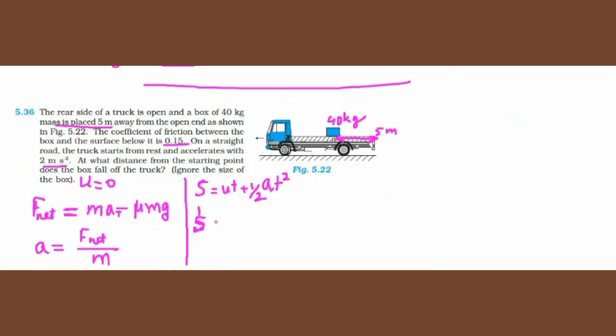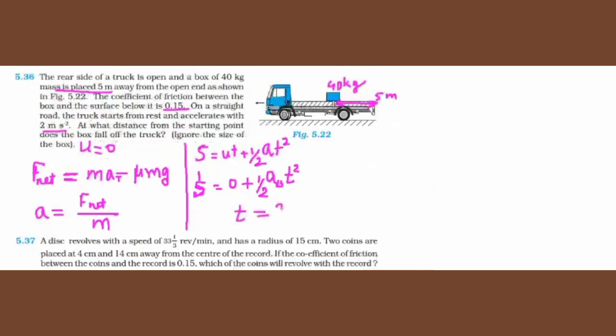U is 0 plus half into the acceleration of the block, which you have to substitute, and t square. Using this formula, find the value of t. So what do you get? The time taken by the block to fall, you got now.